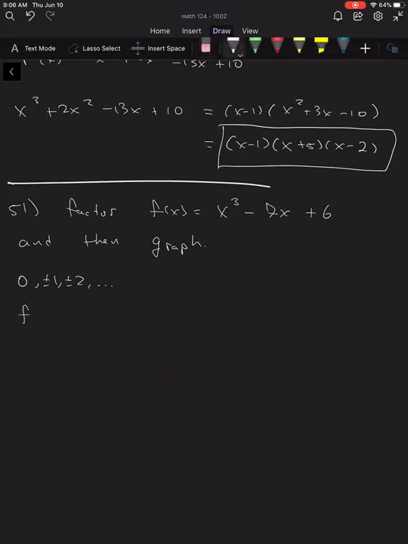f of 0, well, it's still not going to work. That's going to get 0 minus 0 plus 6. That doesn't equal 0. If we plug in 1, we'll get 1 minus 7 plus 6, and that does equal 0. So we found a zero.